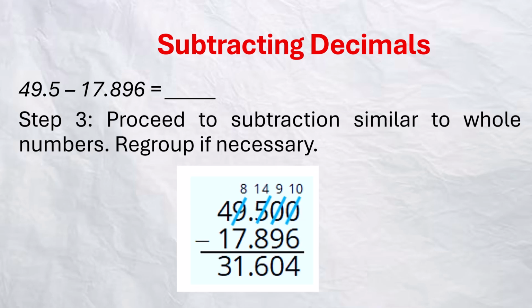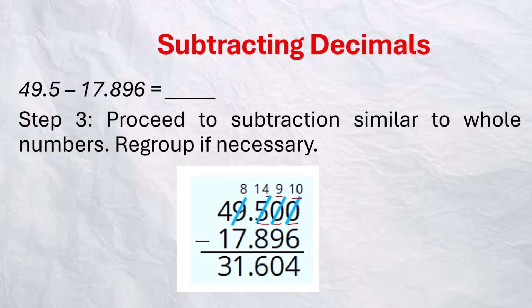Step 3, proceed to the subtraction similar to whole numbers and then regroup if necessary. As you can see, 0 minus 6 is not possible, so we need to regroup, which is the digit 5 will become 4, and then 0 here will become 9, 0 here will become 10.